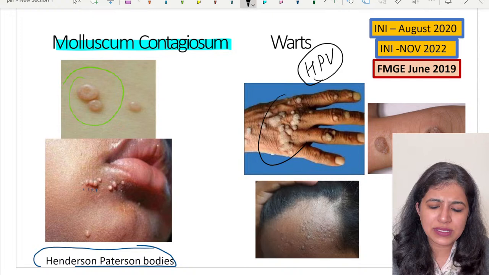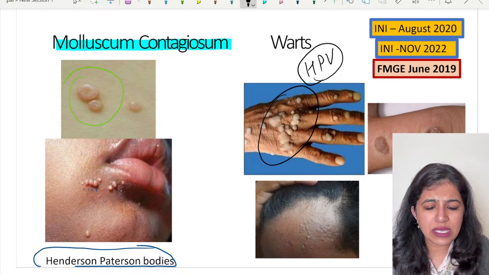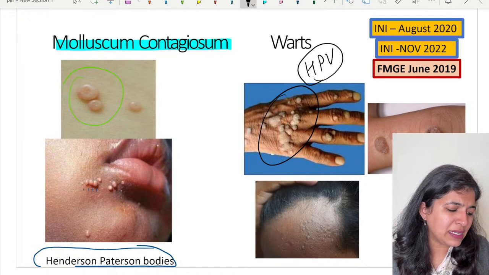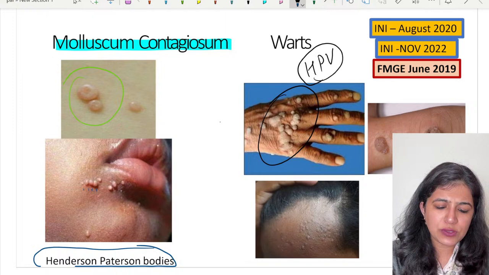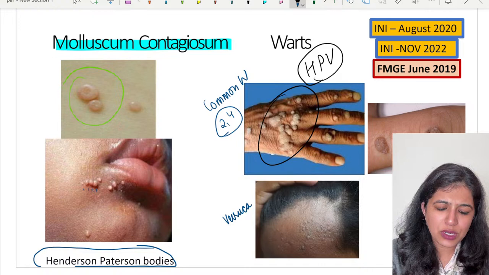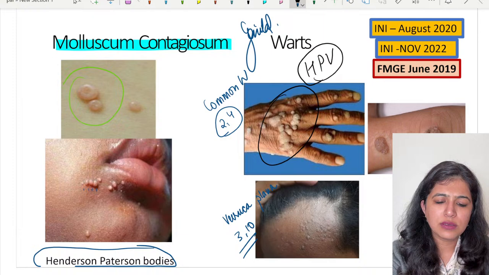So when you see warts, these are papules with a rough verrucous surface. Since they are always there in the options, you should just know what warts look like. Please don't mark HPV 6 and 11. A lot of you are writing 6 and 11, but 6 and 11 is only for genital warts, okay? Normally, common warts which you see here are caused by HPV 2 and 4, and verruca plana, which are these plane warts, are caused by 3 and 10. It is genital warts which are caused by 6 and 11. So that is the difference here.